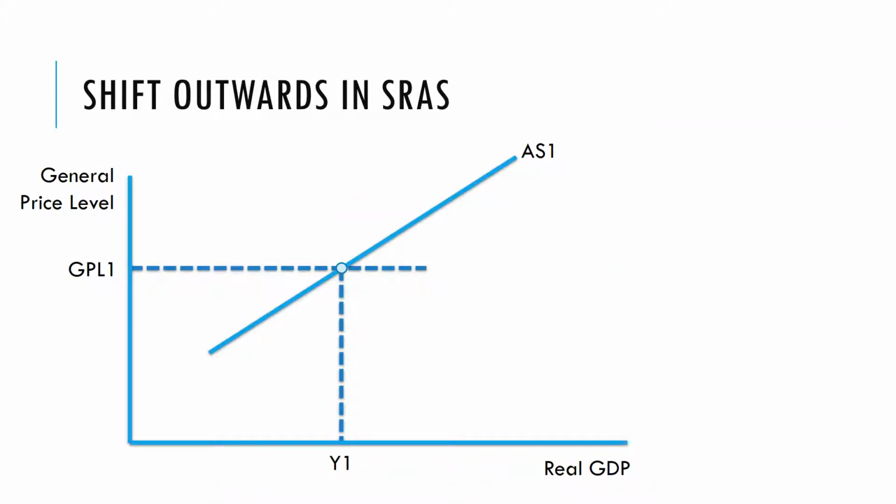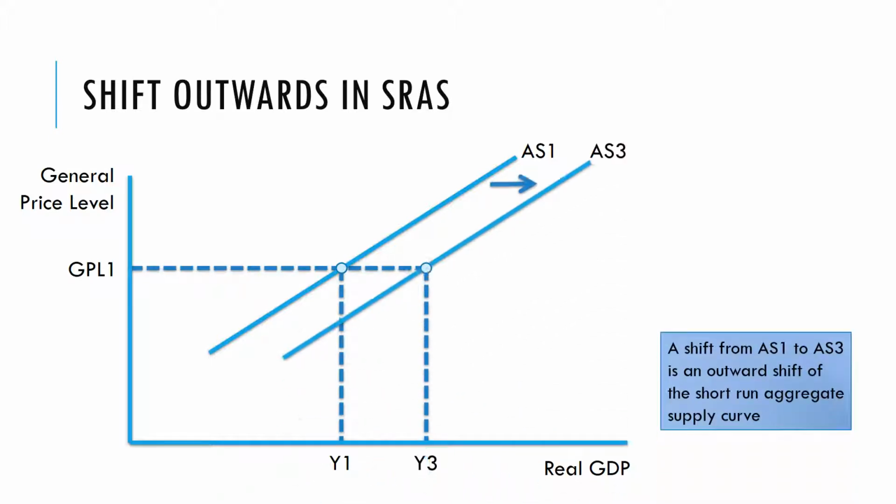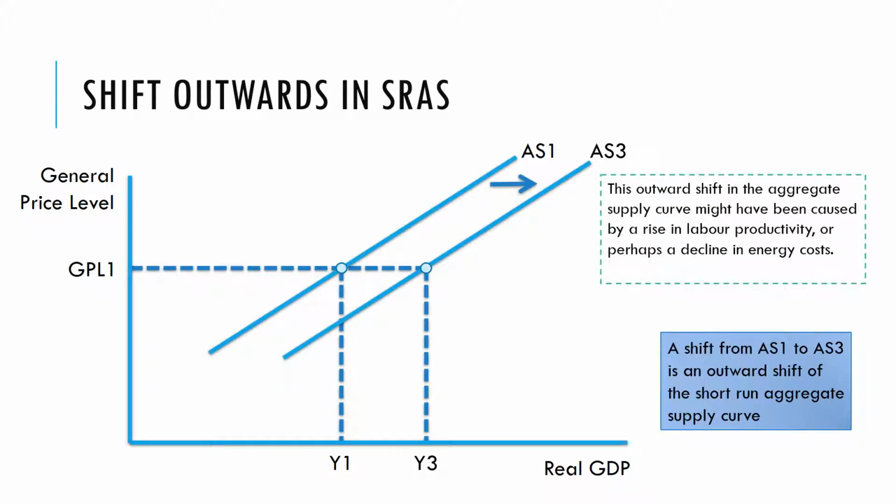Let's have a look at another example here. What might cause a shift out in supply? So we start off with the AS curve. A shift would be illustrated like this. And this might have been caused by perhaps a rise in labour productivity or perhaps a decline in energy costs. So what we see is that at a given price level, firms were willing originally to supply Y1, but if their workers are more productive or perhaps energy costs are cheaper, at this price level, they're actually willing to supply more, up to Y3.